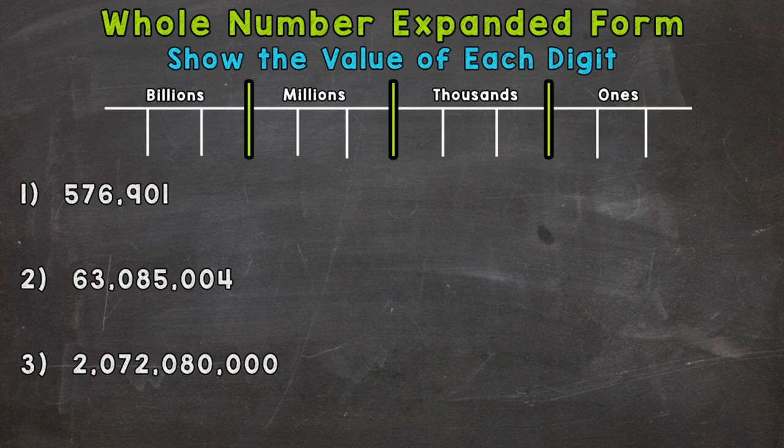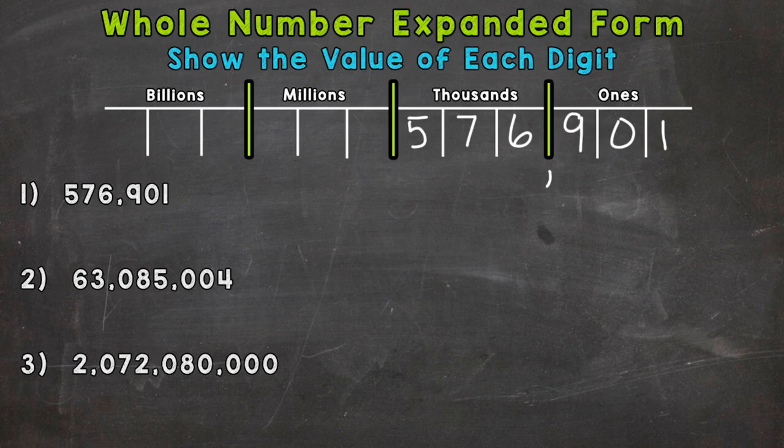576,901. And I'm going to write it up here in our chart. So we have 576,901. And we have a comma right here. Now, before we put that into expanded form, I want to mention that the sections, the ones, thousands, millions, billions, those go on forever. We just go up to the billions in this video. So those sections separated by commas are called periods.